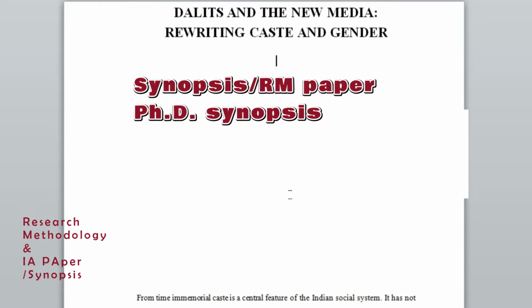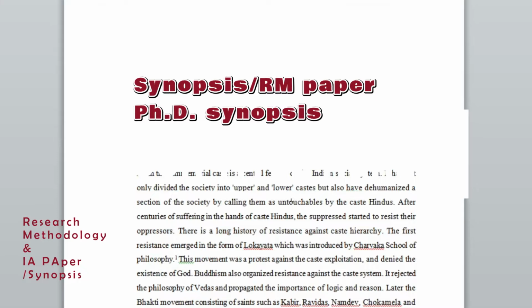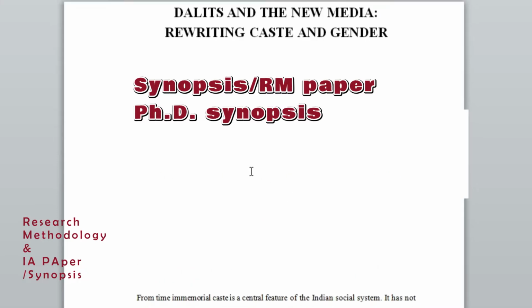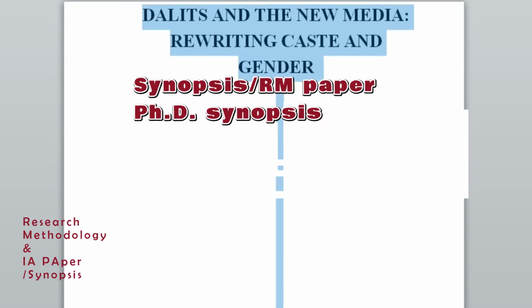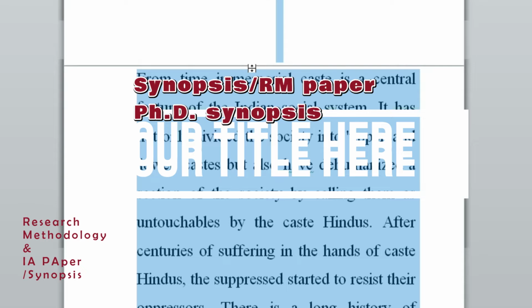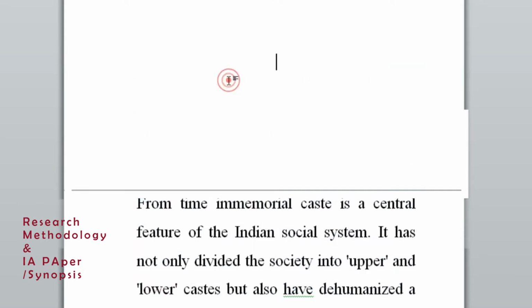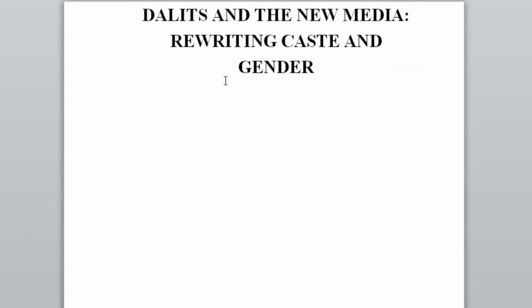What is this? Let me just make its font big so we'll be able to read it clearly, right? Okay, so that way it will make it easy for us to understand. So this is the topic which I am going to read: Dalits and the New Media, Rewriting Caste and Gender. It's an example. So let's just read out how we write it.